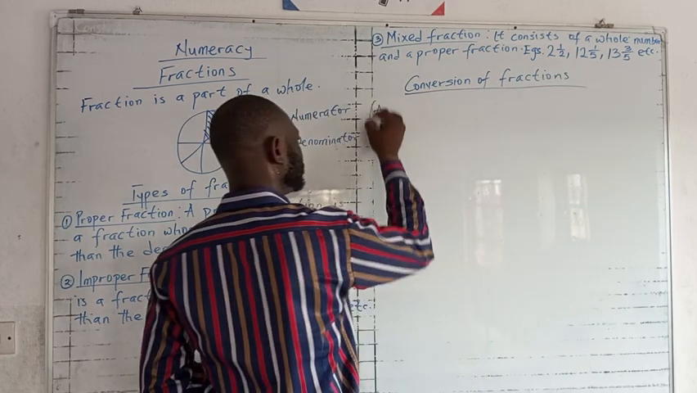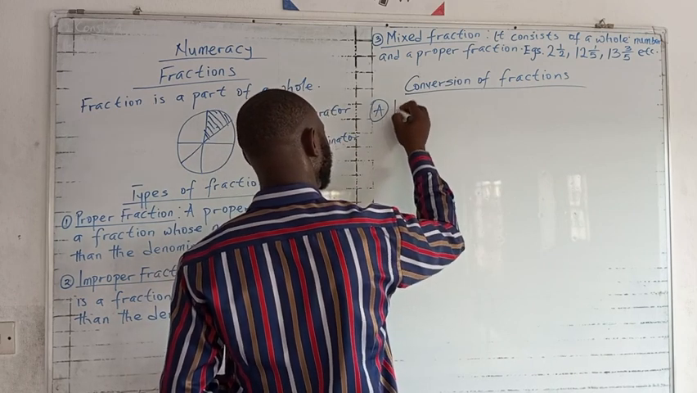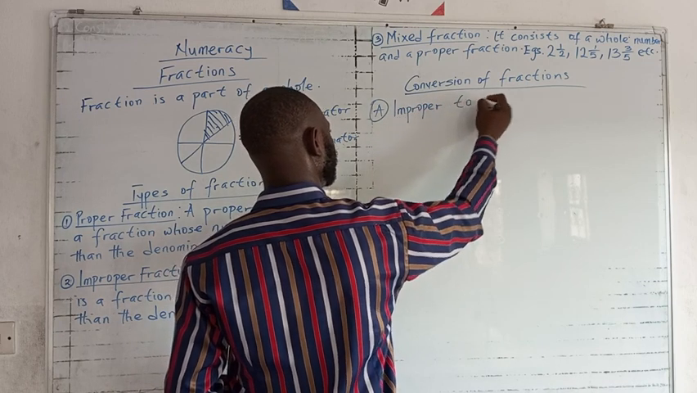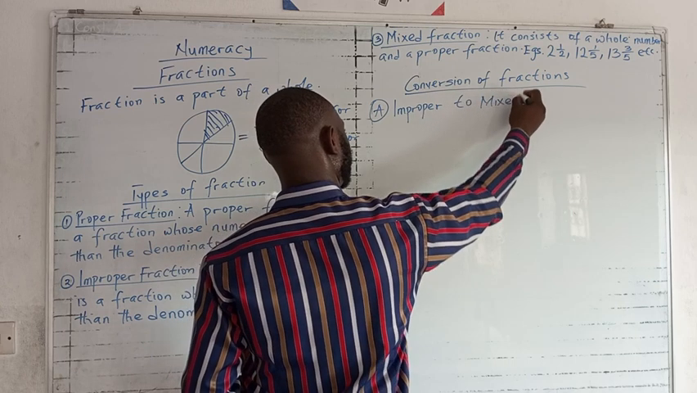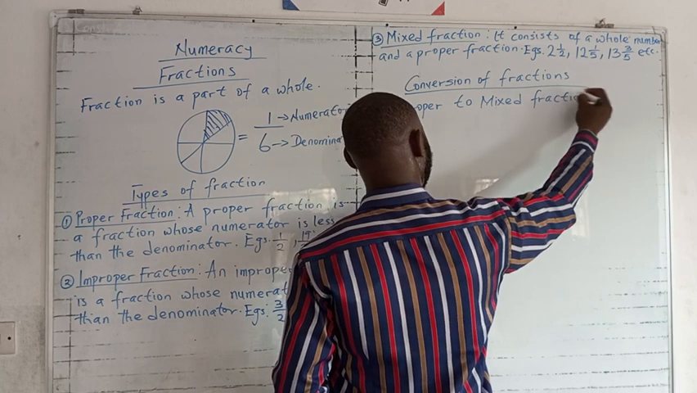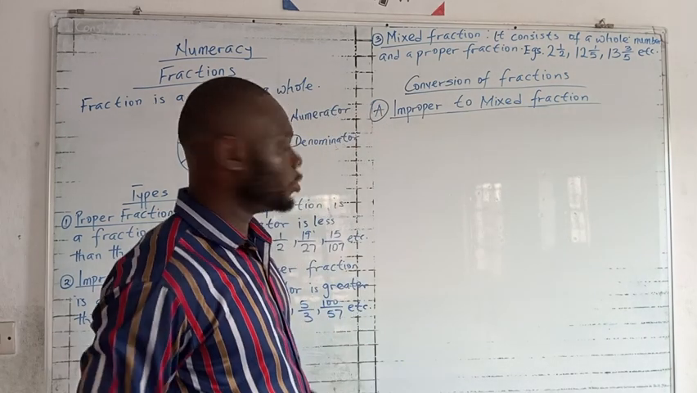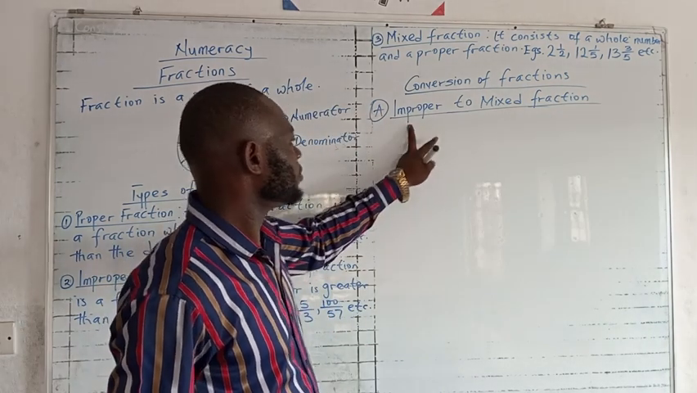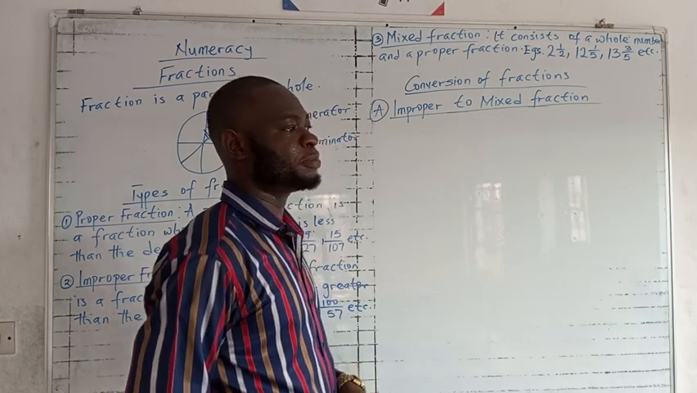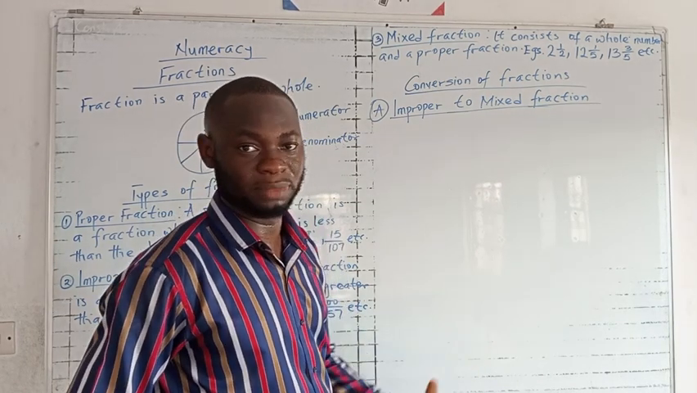Now the first one we are going to look at is improper to mixed fraction. Here we want to look at how to change from improper fraction to mixed fraction. Changing from improper fraction to mixed fraction is simple. Remember, fraction and division are the same thing.